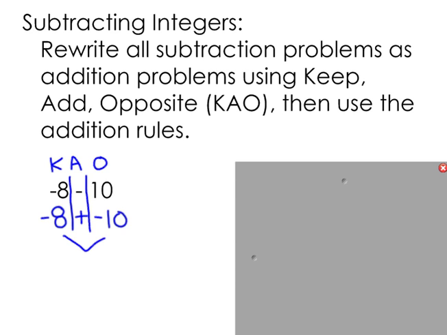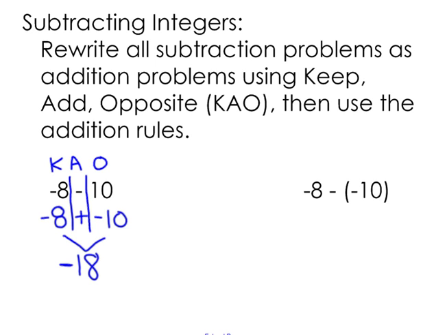And now since we have the same sign, negative 8 and negative 10, we can add 8 plus 10 to get 18, and then we're going to keep the negative. So negative 8 minus 10 is the same as negative 18.